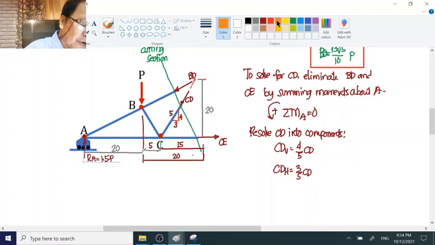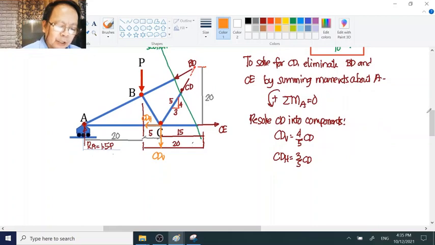Let's use orange. Okay, so let us try to resolve it here. We now have the vertical and horizontal components, our CD vertical and CD horizontal. The moment arm of CD vertical from point A will be the sum of 20 and 5.